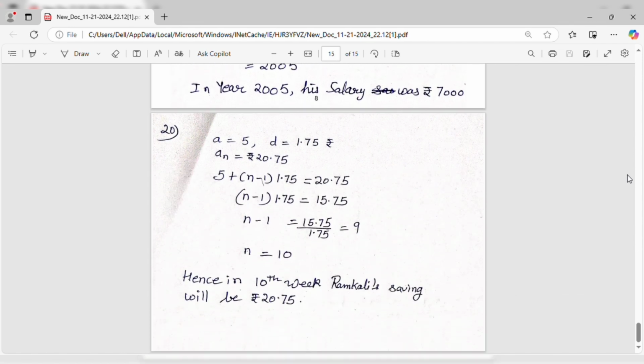20th question. Ramkali saved rupees 5 in the first week of the year and then increased her weekly saving by rupees 1.75. If in the nth week her weekly savings become rupees 20.75, find n. So a is 5, d is 1.75 rupees and a_n is rupees 20.75. We will find n by using the formula for a_n and we will get n as 10. Hence in the 10th week Ramkali's saving would be rupees 20.75.